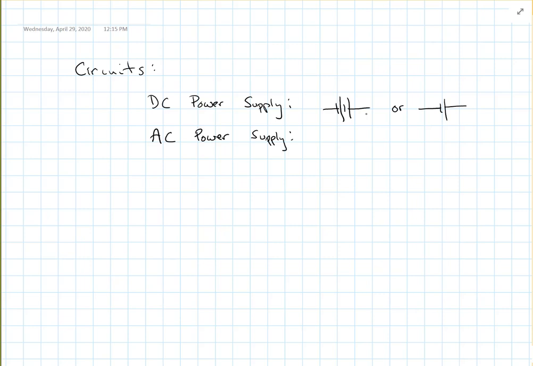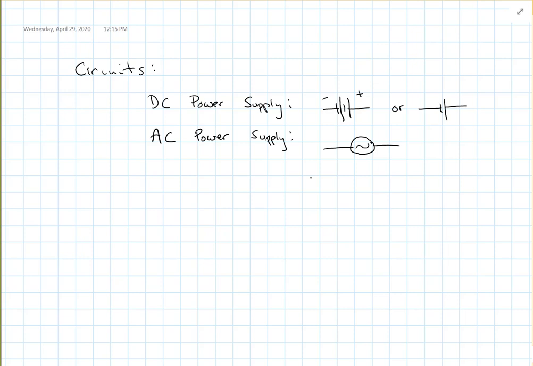So one side is at higher potential than the other side. The long line represents the higher potential side. Sometimes we'll put a little plus on that side and a minus on that side, just like your battery is marked with a plus and a minus. The high side is positive. The long line on our symbol indicates the higher voltage side. And an AC power supply, because it's typically changing like a sine wave, that's the symbol we usually use.